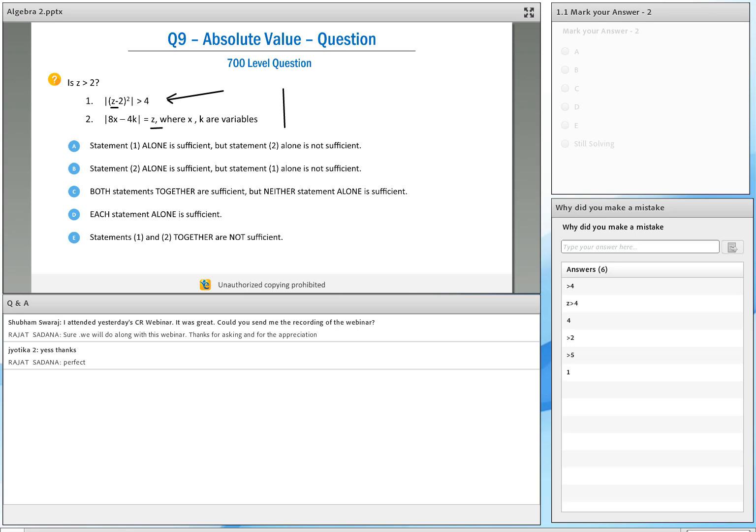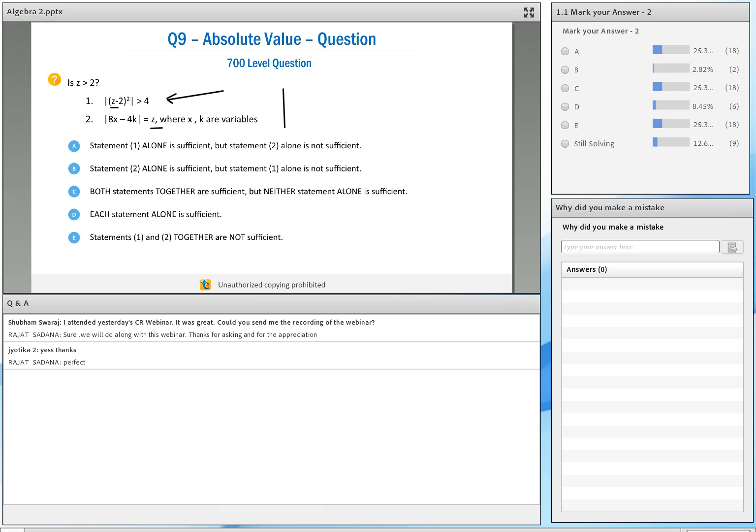Why? Because 4.00001 minus 2 is 2.00001. The square of that is greater than 4. So what's the correct answer? Both statements combined are sufficient.